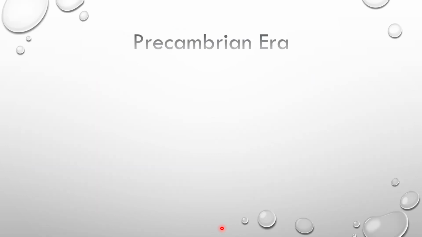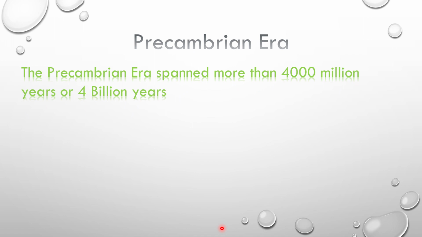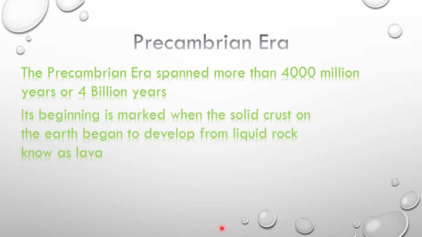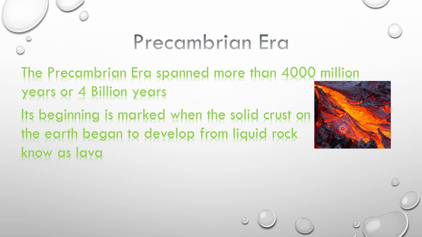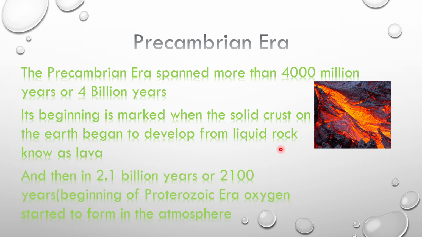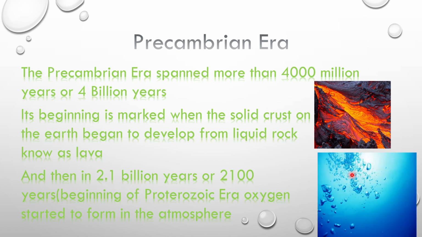Now the Precambrian era spanned more than 4,000 million years, or 4 billion years. Its beginning is marked when the solid crust on Earth began to develop from liquid rock known as lava. Now everybody has seen lava. And then 2.1 billion years, or 2,100 million years ago, was the beginning of the Proterozoic era. Sorry, it's just a typing error. Oxygen started to form in the atmosphere. So the Proterozoic era started when oxygen started to form in the atmosphere.